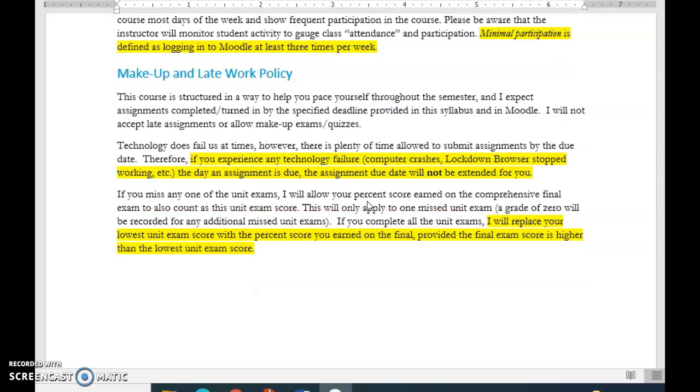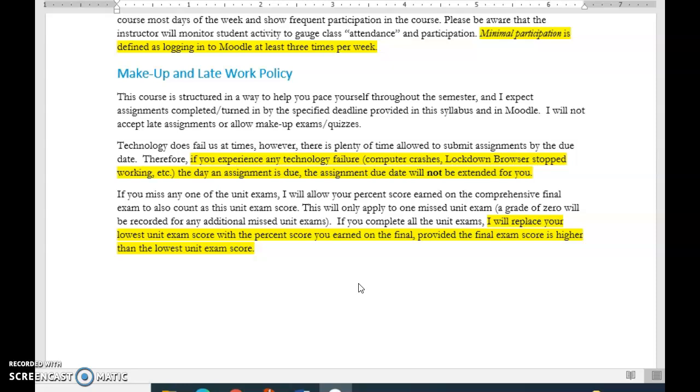I do let the final exam score replace the lowest unit exam score. So if you happen to miss a test along the way, it's going to be set as a 0 for the entire semester. But after you take the final exam, I'm going to take that final exam score, keep it in the final exam column, but also replace that low test score. Now, it's only going to work for 1.